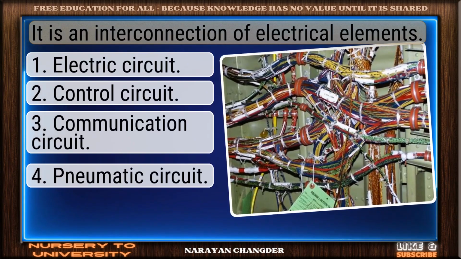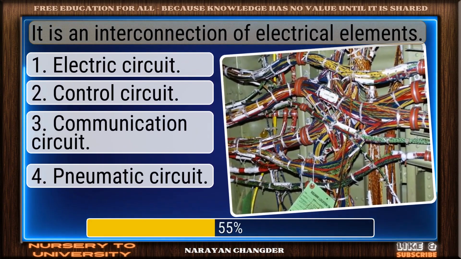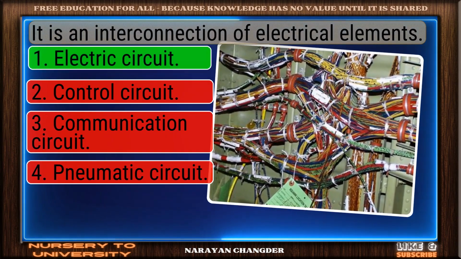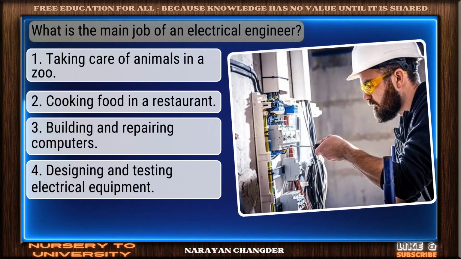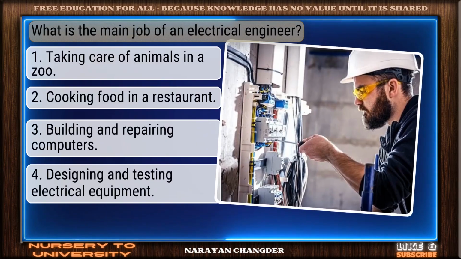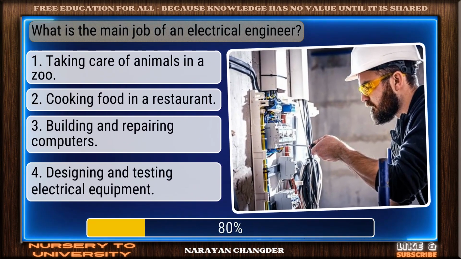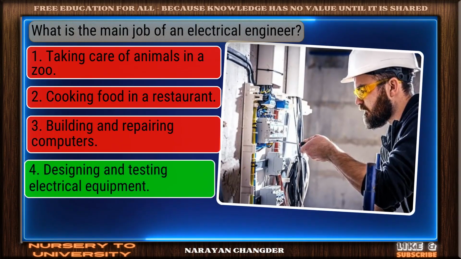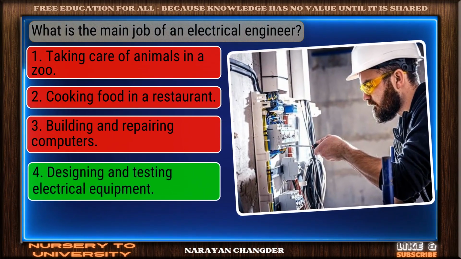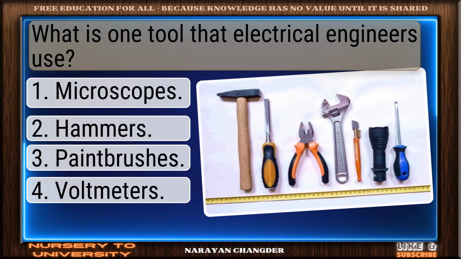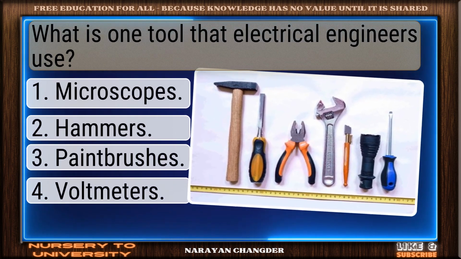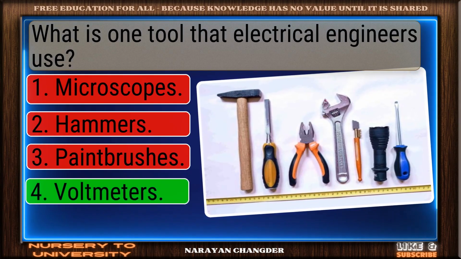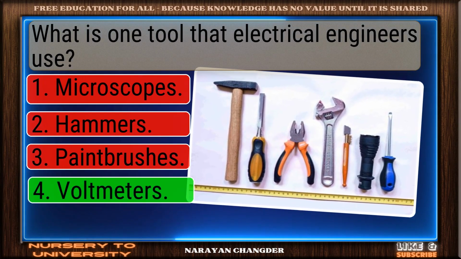It is an interconnection of electrical elements. Excellent. Electric circuit is a brilliant choice. What is the main job of an electrical engineer? Correct response. Designing and testing electrical equipment is the most accurate answer. What is one tool that electrical engineers use? Correct. Voltmeters is the right answer.